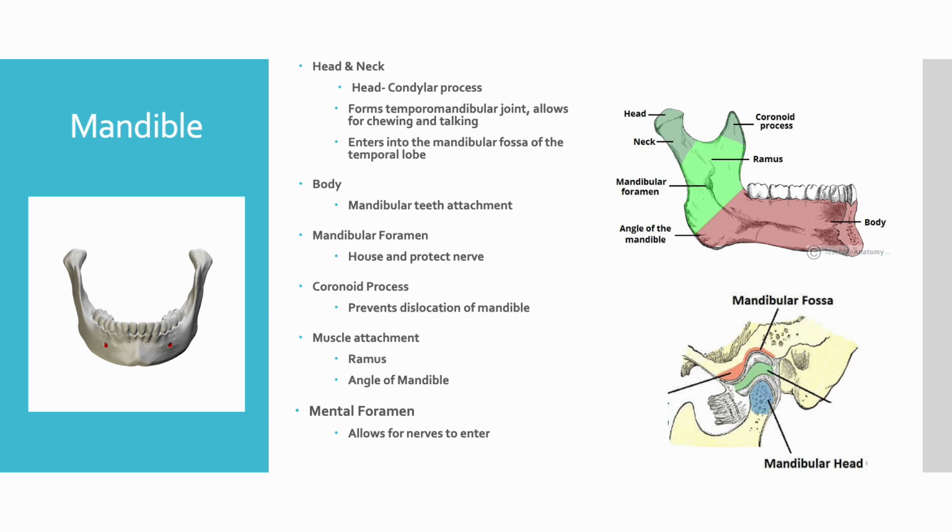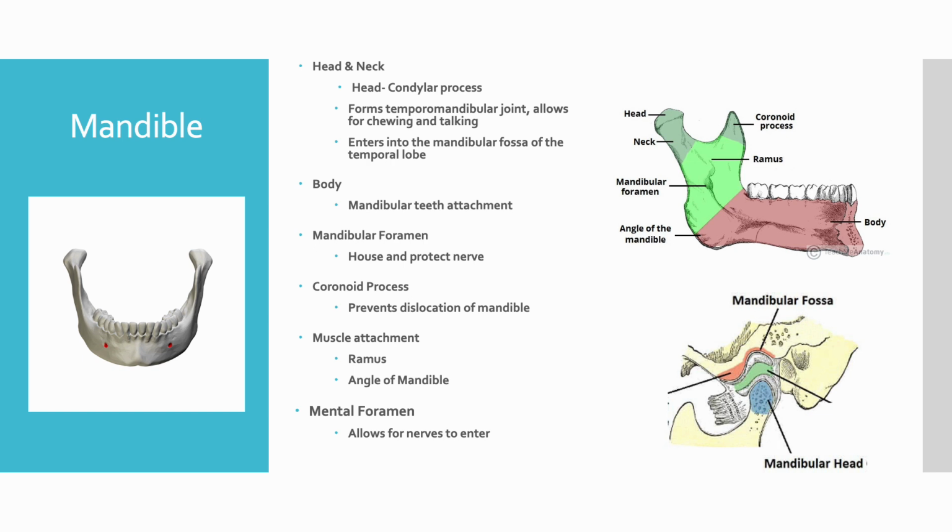Looking at this top diagram again, the pink part is the body. The main job of the body is to allow for the teeth of the lower jaw or the mandibular teeth to attach. The primary purpose of those is for chewing. And remember when we talked about major structural terms? The body of a bone is the largest or the most functioning part of the bone.